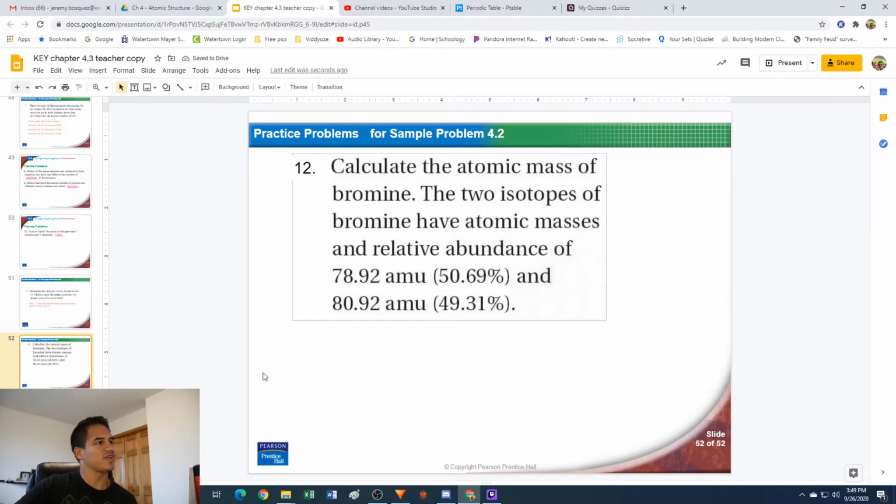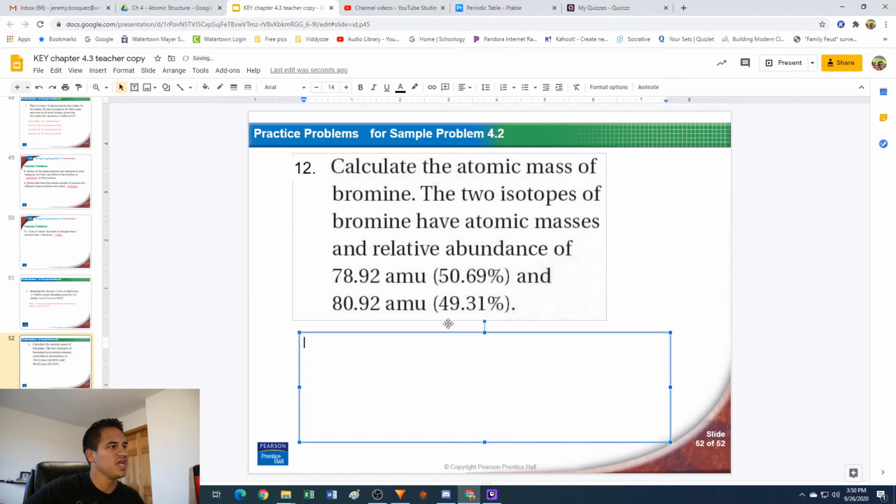All right, 2 questions left. Here we go. Number 12, calculate the atomic mass of bromine. The 2 isotopes of bromine have atomic masses and relative abundance of 78.92 AMU with the 50.69% abundance and 80.92 AMU with a 49.31% abundance. All right, so to solve this, we're going to take the mass of each isotope, which is in this case 78.92 AMU. We're going to multiply that by its abundance as a percentage.